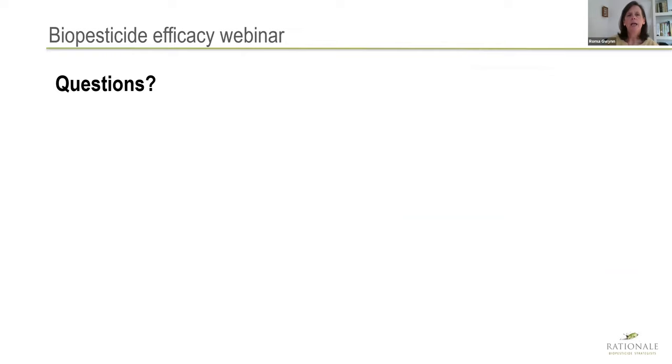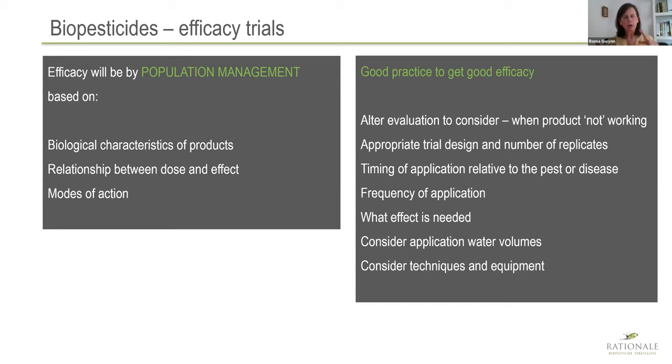Okay, I'm just going to move on a bit now and start to sort of wind up. So I want to summarize now here, and say, when you're working with microbials and botanicals, you're not trying to kill pests or disease, you're trying to manage the population. And because of that, it's much more complicated. We have to think about the biological characteristics of the product. We have to think about the relationship between the dose and effect, and we need to understand the mode of action.